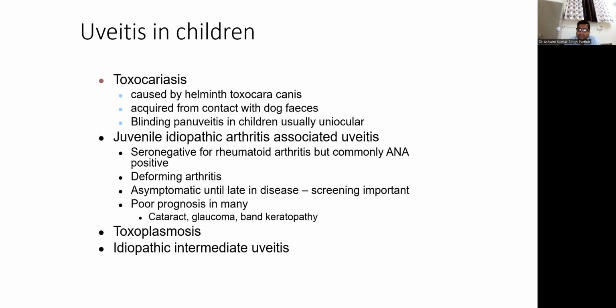So we have already discussed how uveitis affects children, the complications, and the possible conditions like toxocara, which goes to humans through the feces of dogs. Usually it affects one eye, but can lead to uveitis. JIA, which is usually seronegative, affects children at an early age, but is positive for ANA and has a poor prognosis, as do toxoplasma and intermediate uveitis.